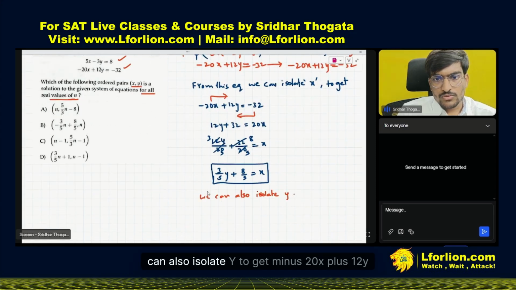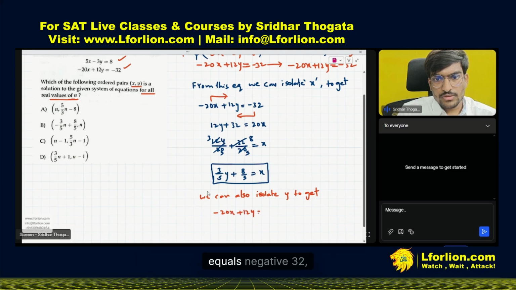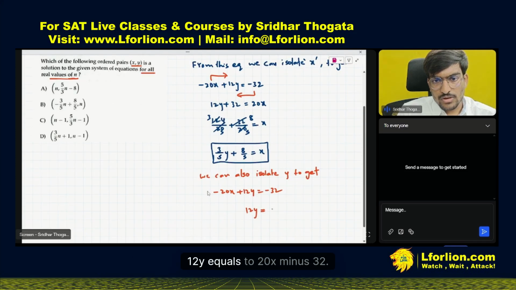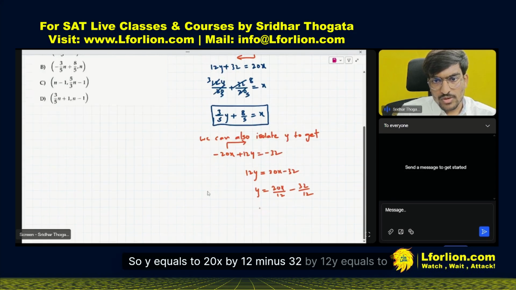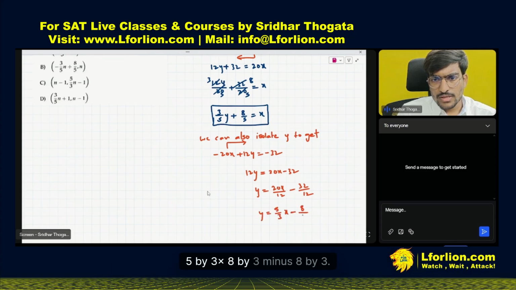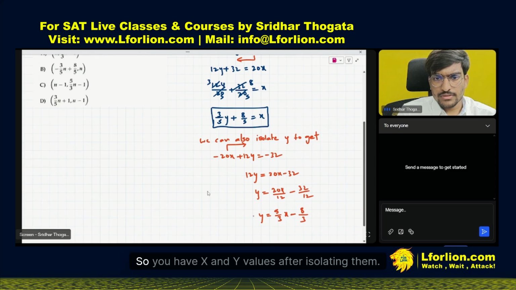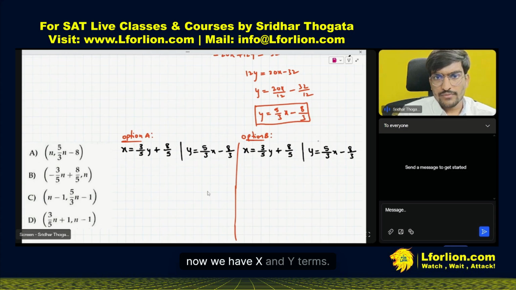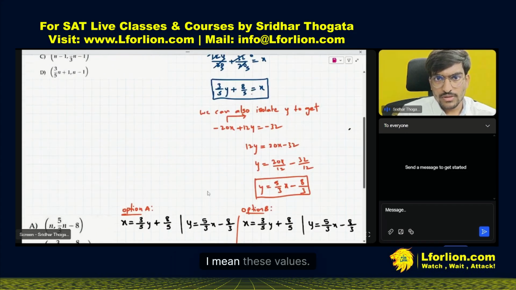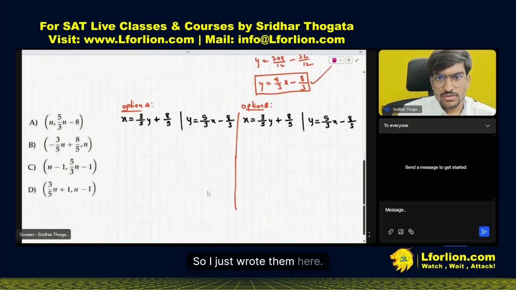We can also isolate y. Negative 20x plus 12y equals negative 32, so 12y equals 20x minus 32. So y equals 20x by 12 minus 32 by 12. y equals 5 by 3 x minus 8 by 3. So you have x and y values after isolating them. Now we have these x and y terms, so I just wrote them here.